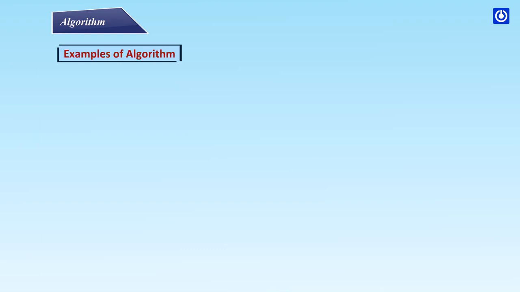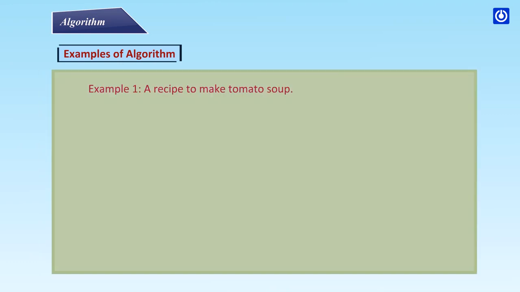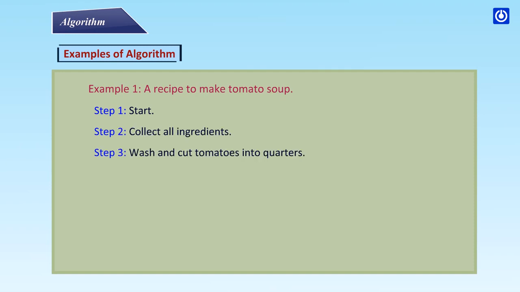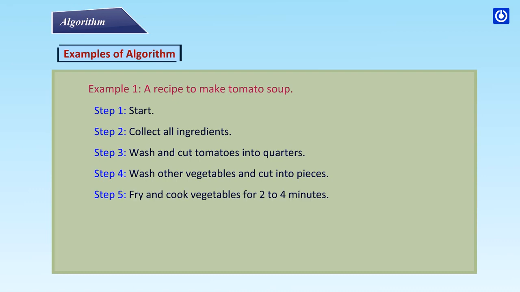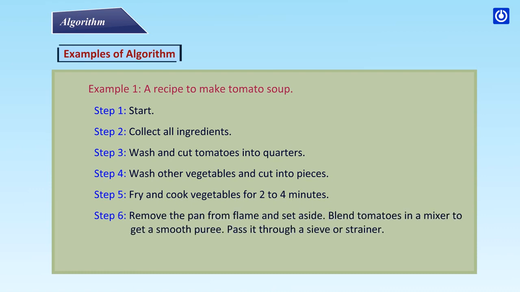Examples of algorithm. Example 1. A recipe to make tomato soup. Step 1. Start. Step 2. Collect all ingredients. Step 3. Wash and cut tomatoes into quarters. Step 4. Wash other vegetables and cut into pieces. Step 5. Fry and cook vegetables for 2 to 4 minutes. Step 6. Remove the pan from flame and set aside. Blend tomatoes in a mixer to get a smooth puree. Pass it through a sieve or strainer.